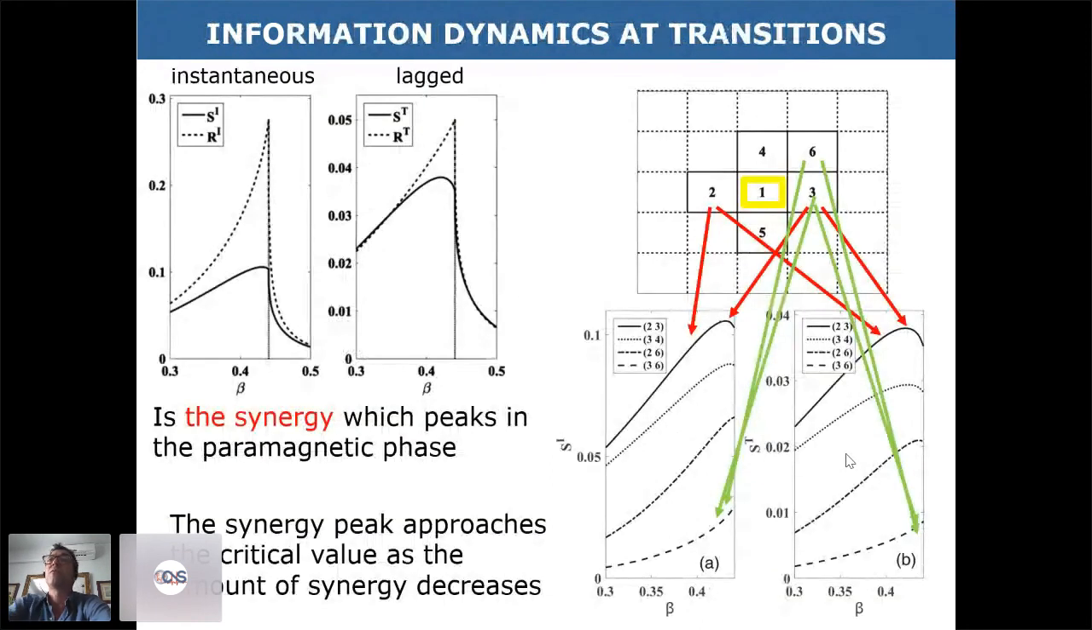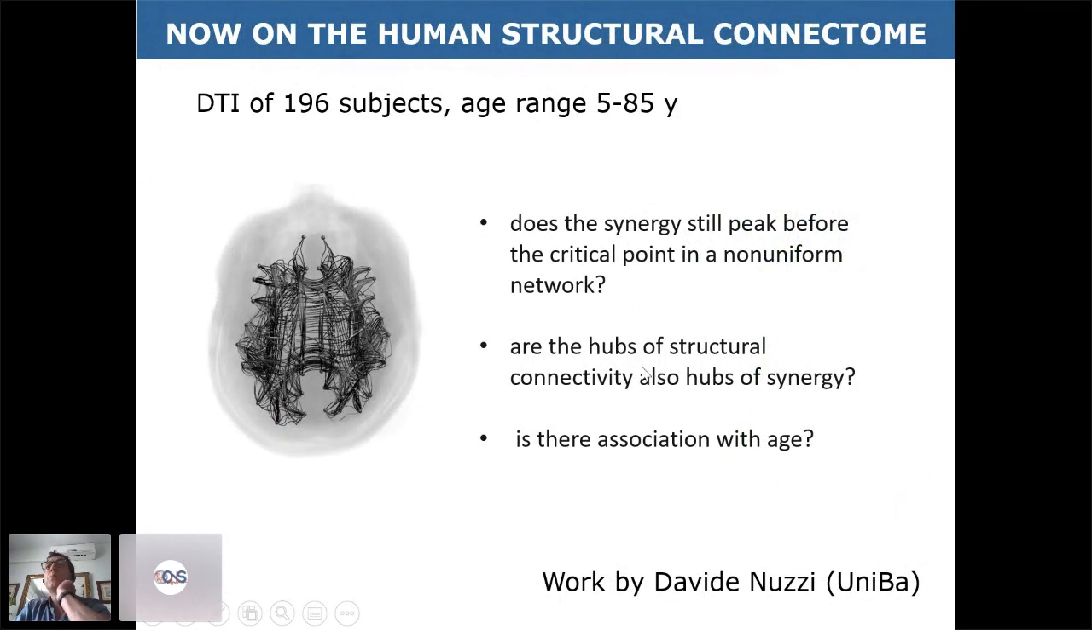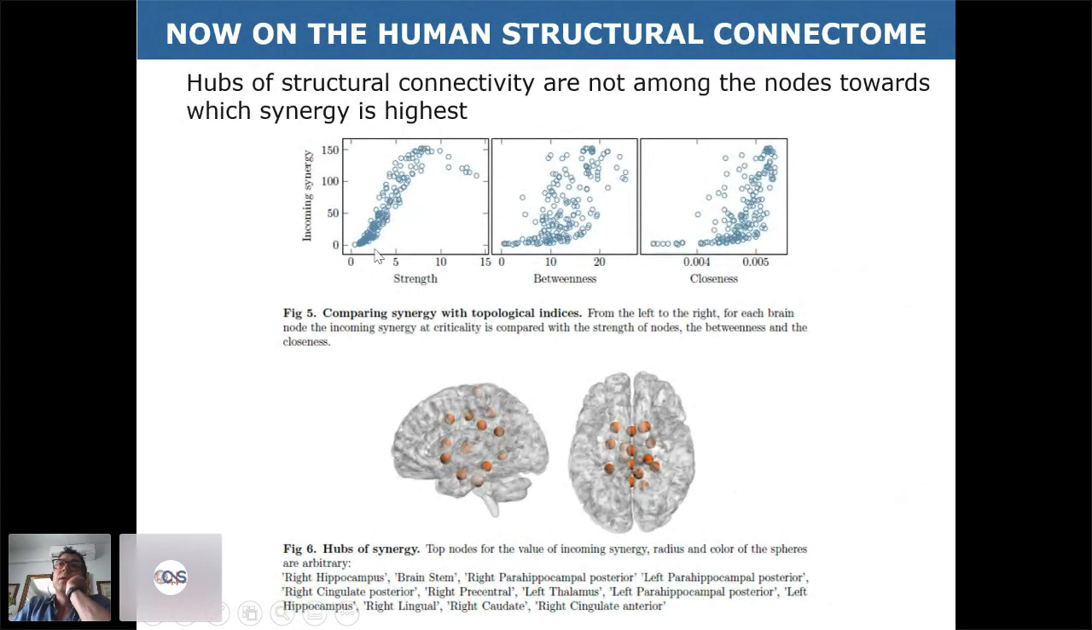Because the results I showed here are for a regular lattice. On the other hand, the human connectome is not. Then, are the hubs of structural connectivity in terms of degree and centrality also hubs of synergy? And then, is there association with age? So, first of all, we start to compare the synergy with topological indices such as the node strength, the betweenness, and the closeness. So we see that there is a sort of relationship, but not a uniform relationship between the strength and the values of the synergy for each node.